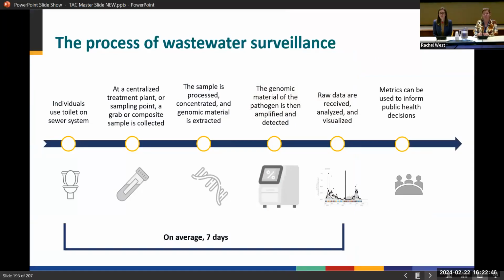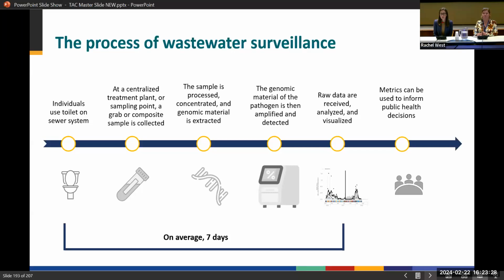Now, what that really comes down to is an individual's contribution to a sewer line. And that's where all of this starts. It begins in our communities. And once the individual flushes their toilet, that enters the sewer system, and that becomes our untreated influent. At a centralized treatment plant or other sampling point, that untreated influent is then taken. And this is by our amazing partners at utilities who have been with us throughout the history of the National Wastewater Surveillance System. And they take these samples that are then sent to a lab. That lab can then process those untreated samples to concentrate the marker and extract the markers of those pathogens.